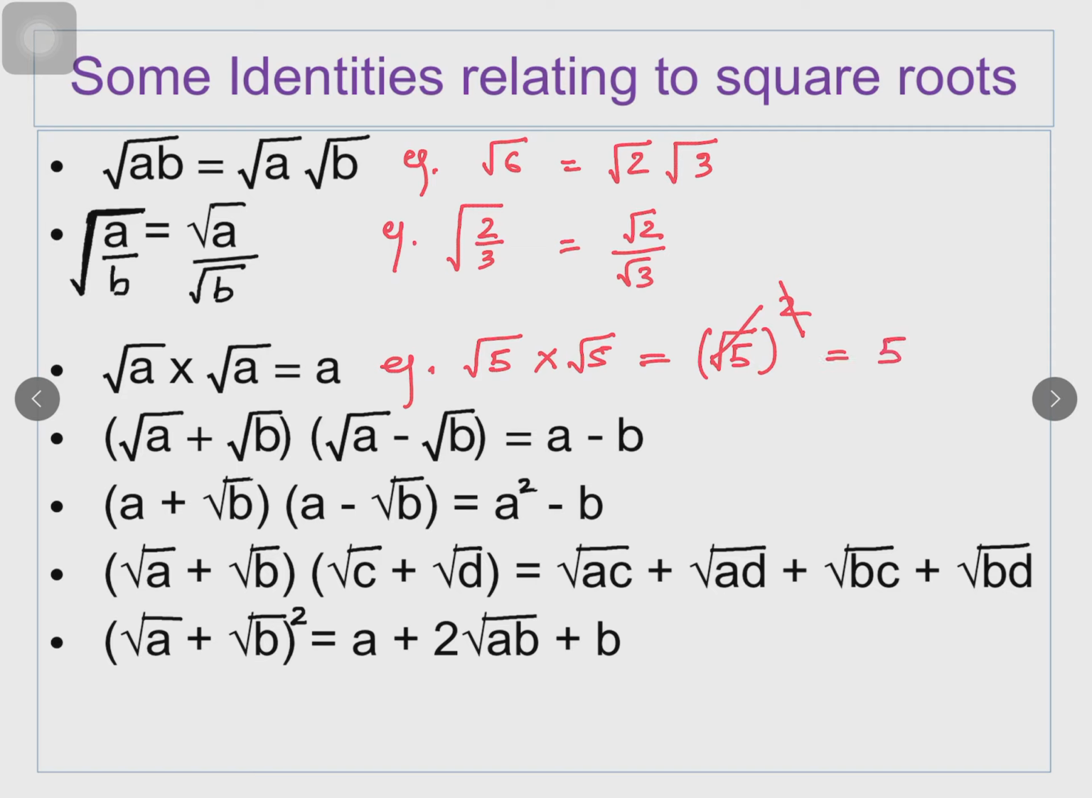Similarly, if you have root A plus root B multiplied by root A minus root B, the result will be A minus B. This is similar to the identity that you have studied in class 8, the algebraic identity that A plus B into A minus B is A square minus B square. For example, if you have root 2 plus root 3 and root 2 minus root 3, the result will be 2 minus 3, and 2 minus 3 is minus 1.